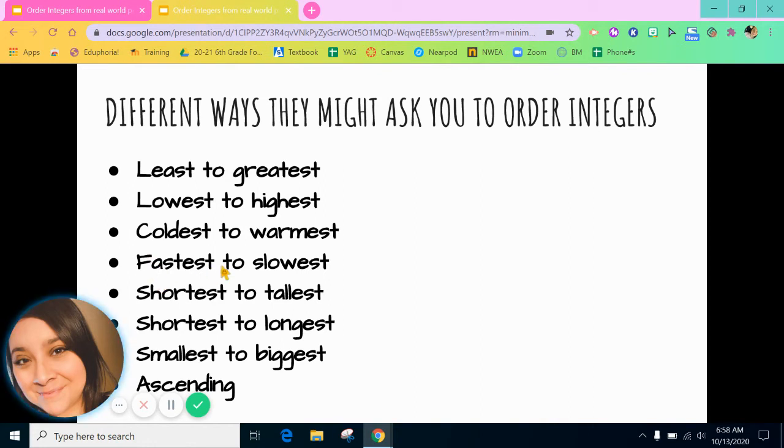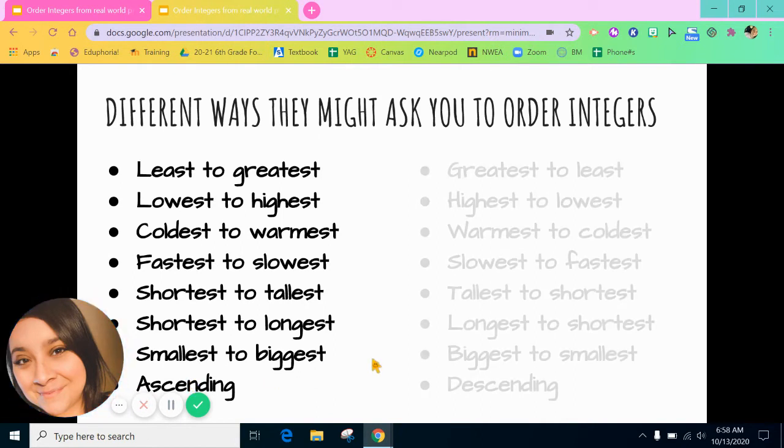And then fastest, in order to be fast, you have to run the race in like the least amount of time. So this is the shortest time. This is the longest time. And then ascending, kids get confused by that one. Ascending means that you go up. So ascending is least to greatest.